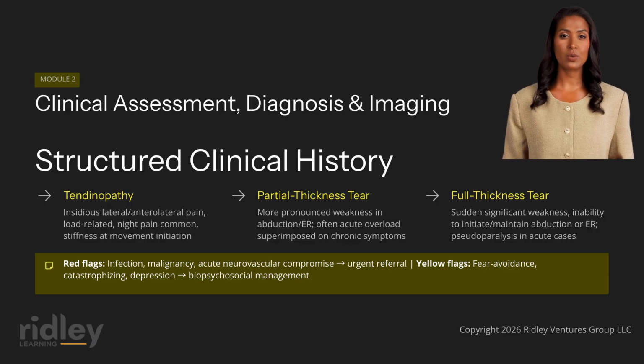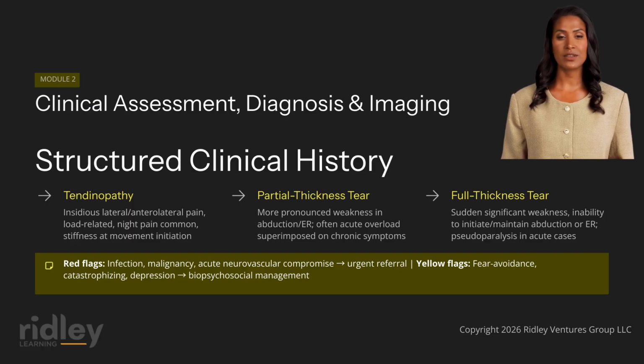Moving into Module 2, we'll examine the clinical assessment, diagnosis, and imaging of rotator cuff pathology. Accurate assessment starts with a thorough, structured clinical history. The 2025 JOSPT Clinical Practice Guideline by Desmoules and colleagues provides an evidence-based framework for the evaluation of RCRSP applicable to adults and adolescents, including athletes and workers. History taking should begin with a detailed exploration of the patient's age, occupation, athletic participation, hand dominance, and mechanism of injury, as these factors directly influence the likelihood and nature of rotator cuff pathology.